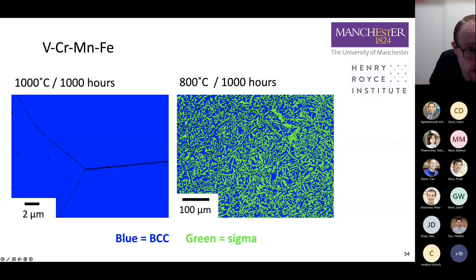This, for instance, is this equiatomic alloy at 1,000 degrees C, and this is after 800 degrees C. We can see that this looks like a lovely BCC solid solution almost entirely, and this one has lots of sigma phase that pops out here.